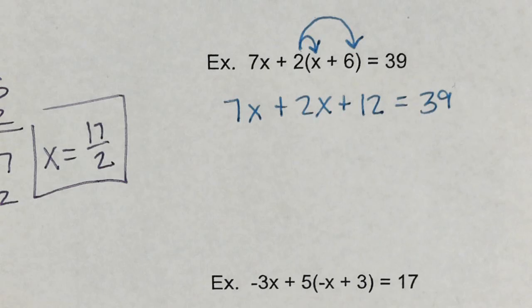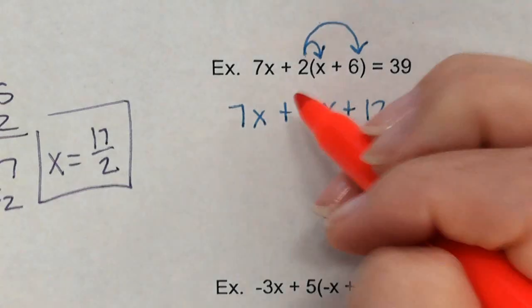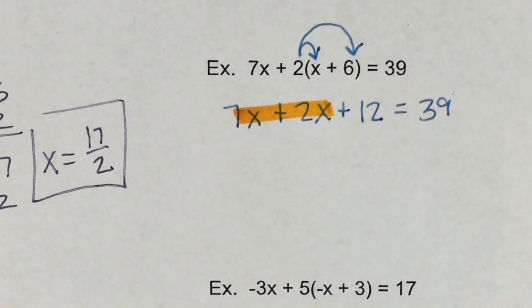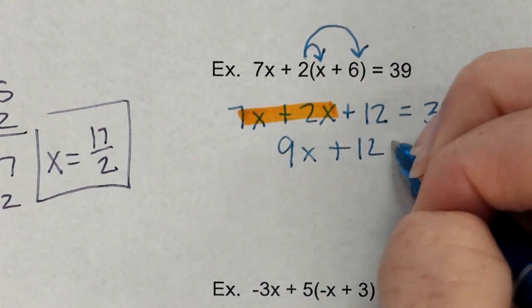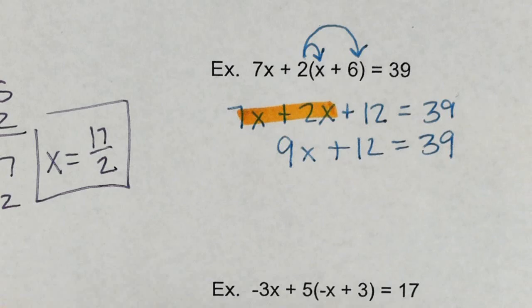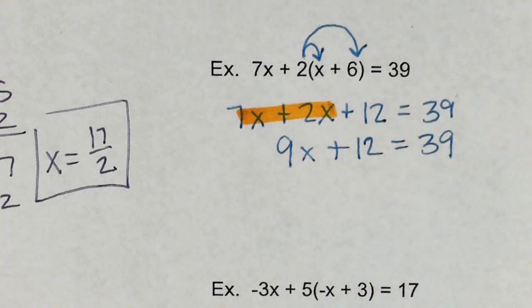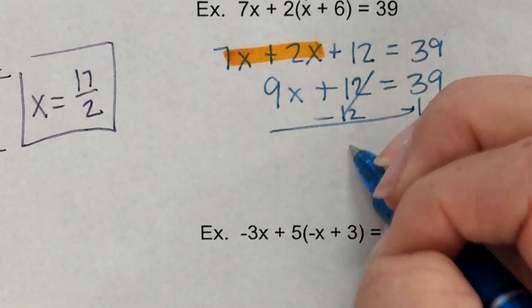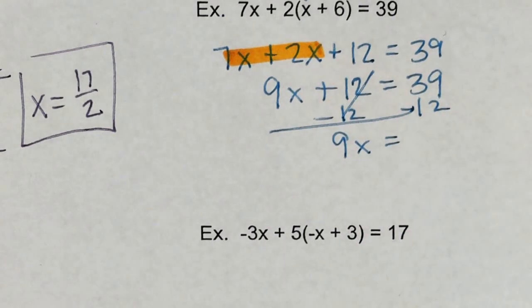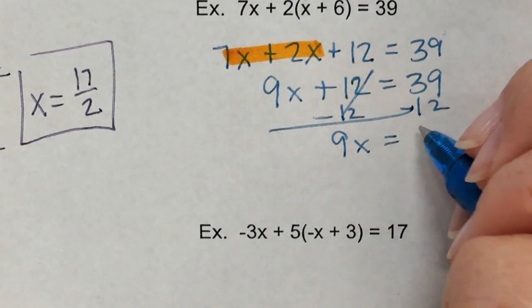What's the next thing I'm going to do? Combine like terms. So what is 7x plus 2x? So I have 9x plus 12 equals 39. I'm now going to get rid of the constant. How would I get rid of a plus 12? Minus 12. So I have 9x equals, and 39 minus 12 is 27.